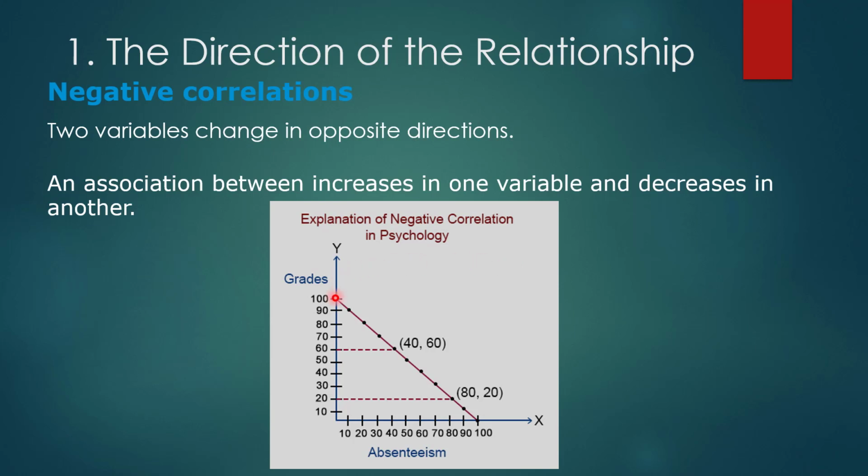Here's another, this is actually a graph showing you that. This is from a study that I had found. As absenteeism increases, grades decrease. This is probably a little bit too perfect a relationship, but it demonstrates again the direction that the scatter plot would go, down and to the right.